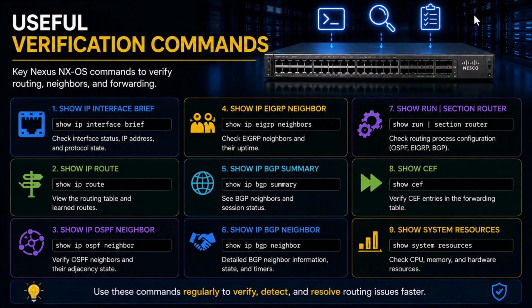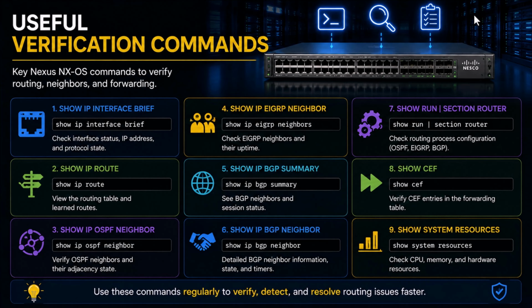When troubleshooting, verification commands are extremely important. Start with the interfaces. Use Show IP Interface Brief. This gives you a quick view of interface status and addressing. Then check the routing table, Show IP Route. This tells you whether the destination route is actually installed.